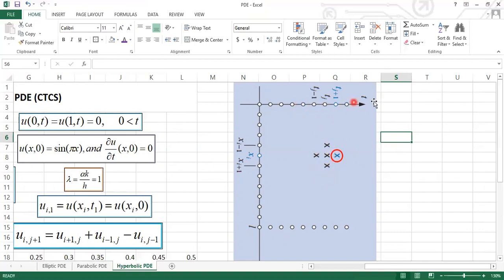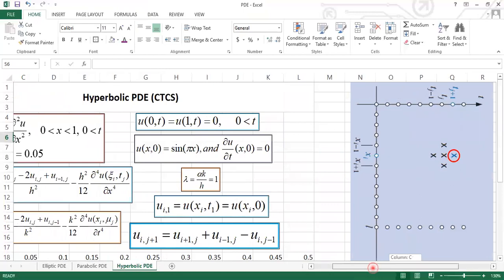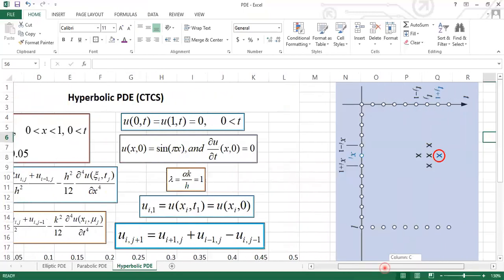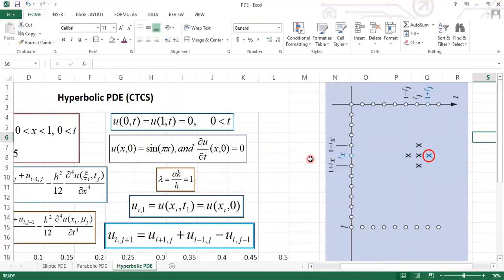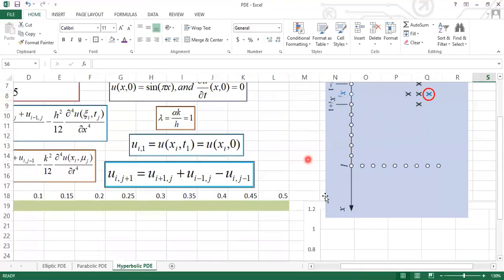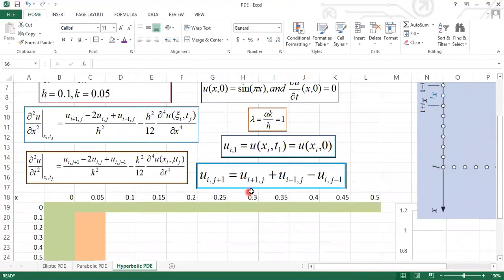And the j index is increasing in the horizontal direction and the i index is increasing in the vertical, downward direction. That is for demonstration in Microsoft Excel. So let's apply the initial and boundary conditions.